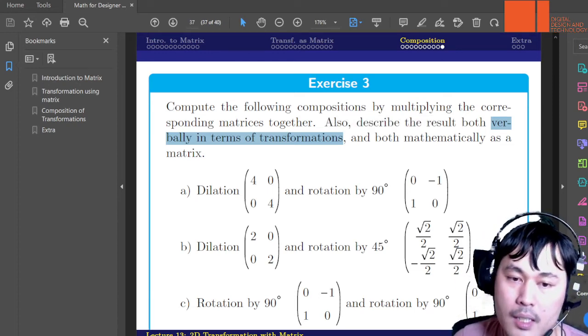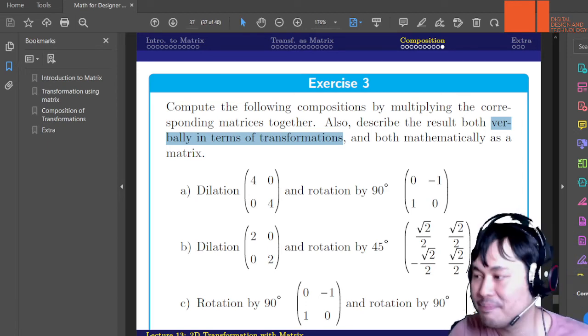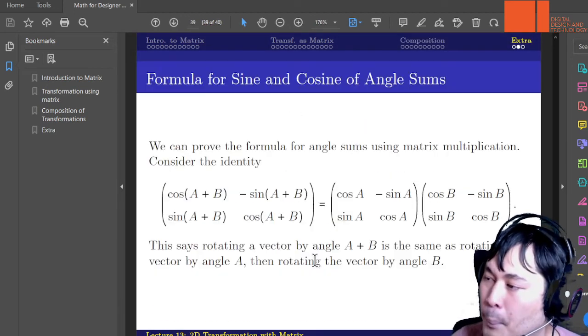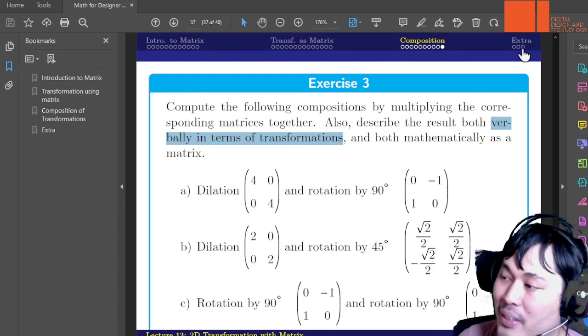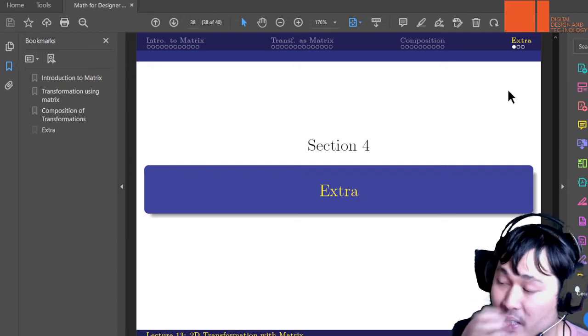So that's the transformation. That's the composition. And now we are so close. So let's talk about the extra part a little bit. There's an extra part which is only 2 pages.